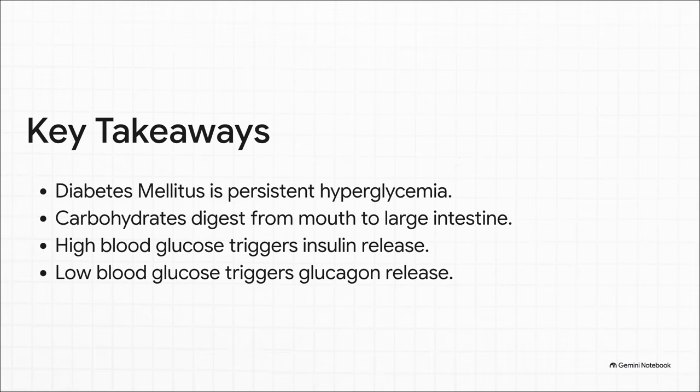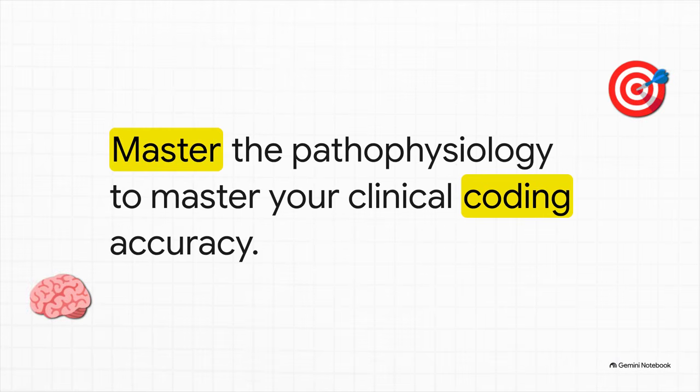And finally, we mapped out that delicate endocrine tug-of-war where high blood glucose triggers beta cells to release insulin, while low blood glucose triggers alpha cells to release glucagon. Understanding this cellular etiology directly dictates your ICD-10-CM coding logic. Master the pathophysiology, and you will absolutely master your clinical coding accuracy. But now that we know exactly how diabetes breaks the body's systems, how do we actually translate those specific systemic failures into the correct combination codes? Well, that is exactly what we'll tackle in part 2.